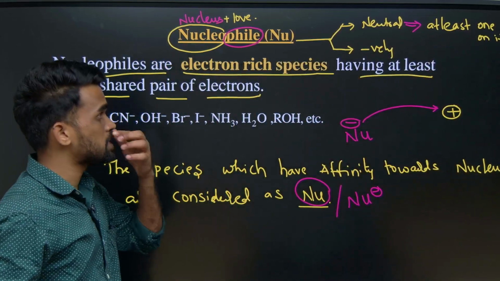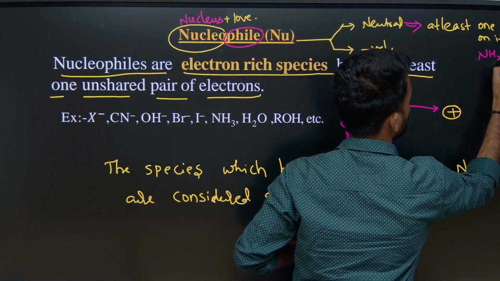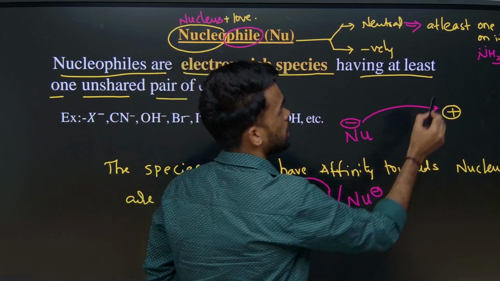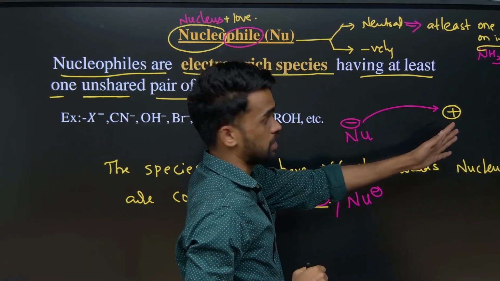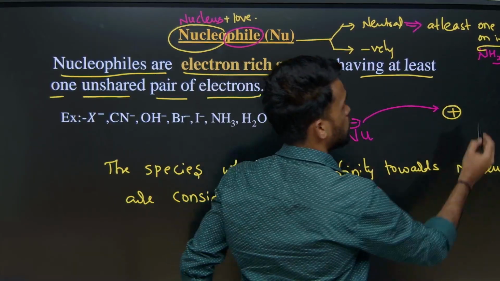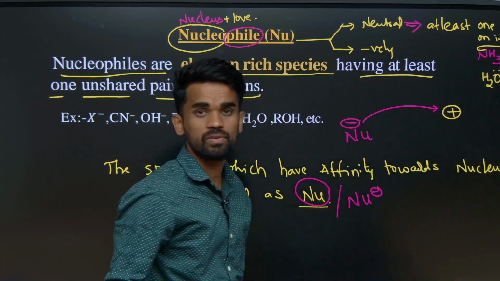Okay, so give me some examples. So we can say ammonia. It contains one lone pair of electrons, which can be donated to a positive charge, I mean to the nucleus of another species. So I can say ammonia is a nucleophile. Now what about H2O? Water is also a nucleophile, because oxygen has a lone pair.